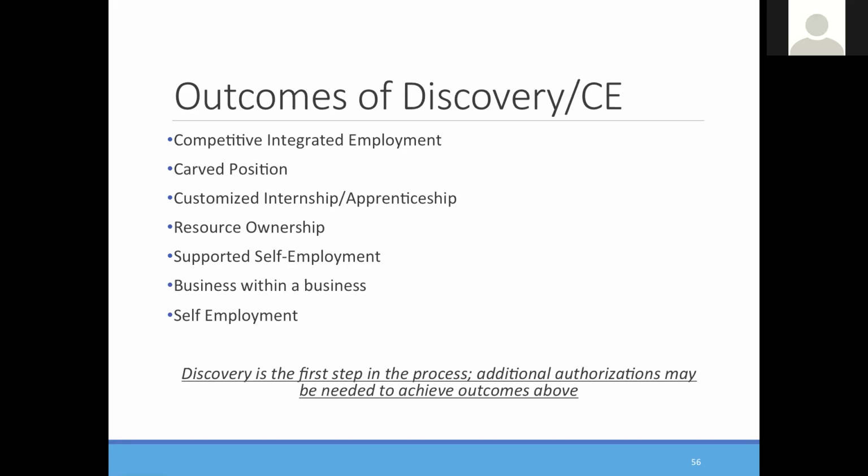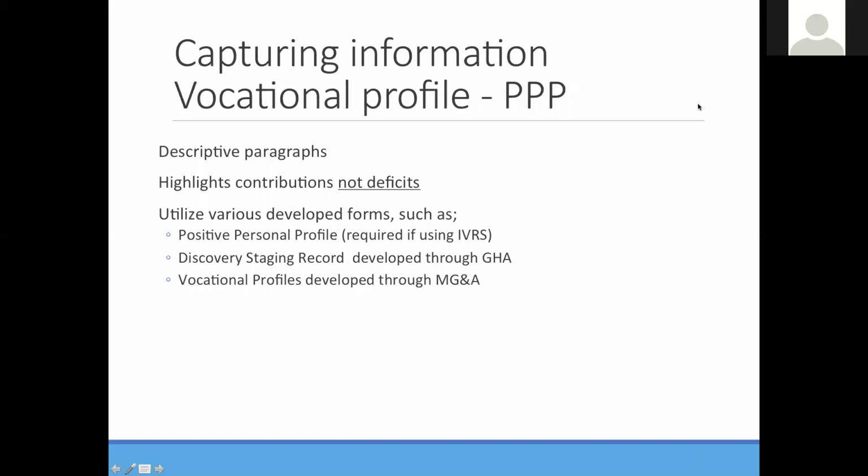So again, just know that discovery is the first process. And this is just where we want to keep our focus at this point, is in discovery and getting to know who the person is. And we'll be filling out the positive personal profile, which is what's going to complete that service for VR. So we want to make sure that we get that completed and use that as one of our training tools too, right?